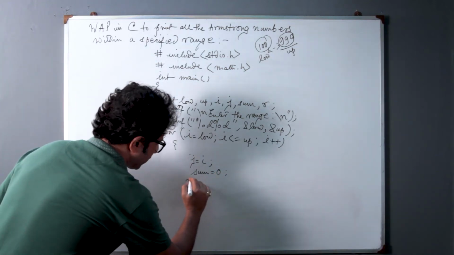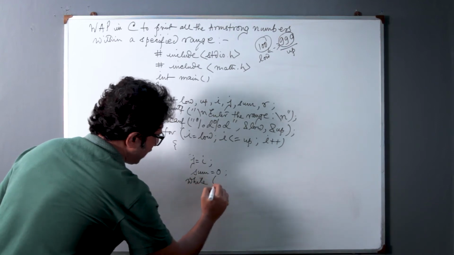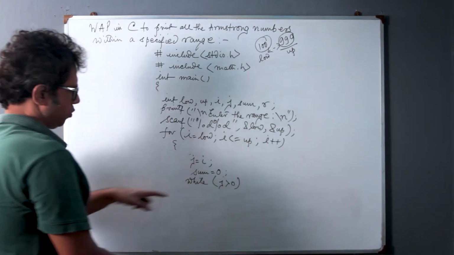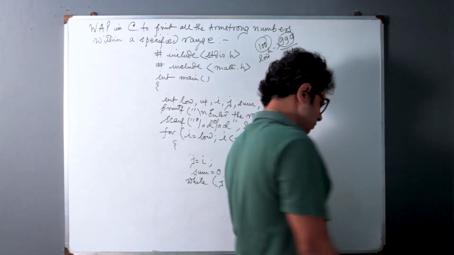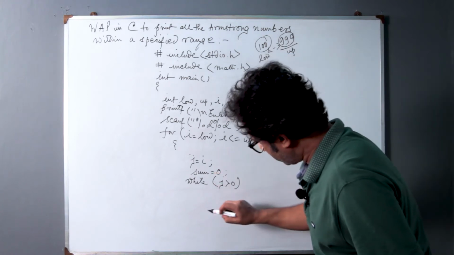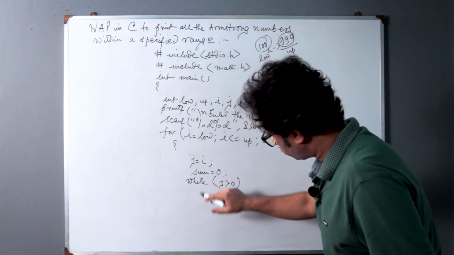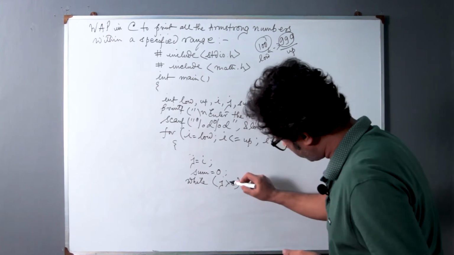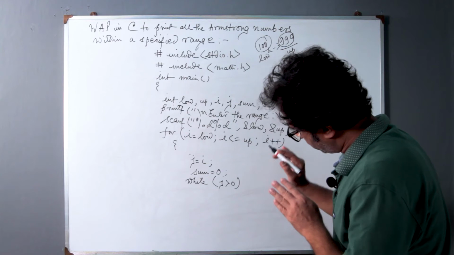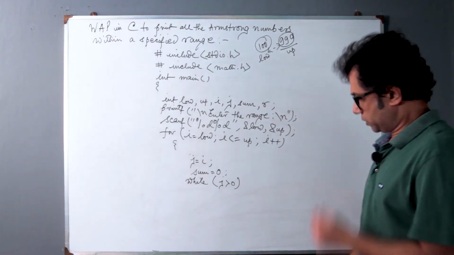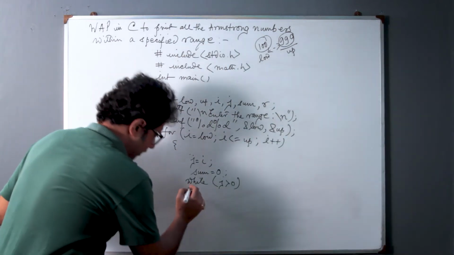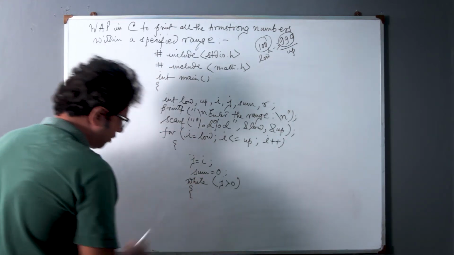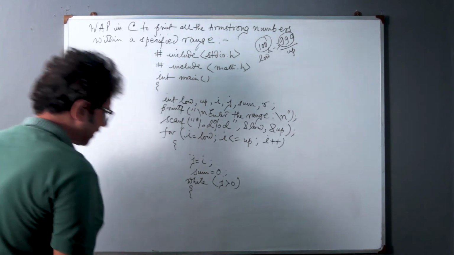Now we come to the while loop. While j greater than 0, that means we will go through the inner while loop iteration process as long as the value of j is a non-zero positive integer. So let us write the program in quite a similar method as we have shown in some previous class while we were dealing with Armstrong number checking.